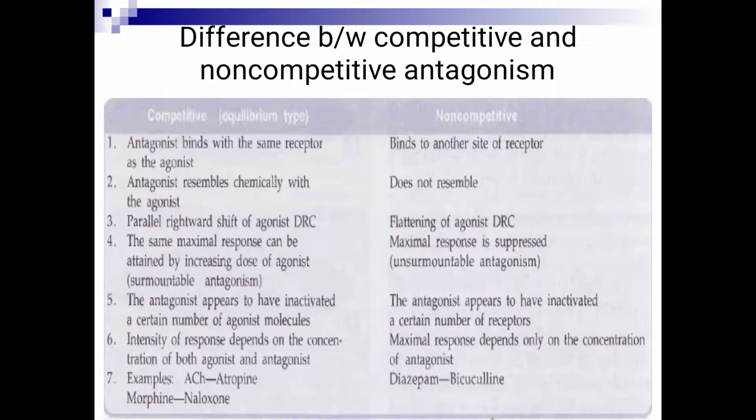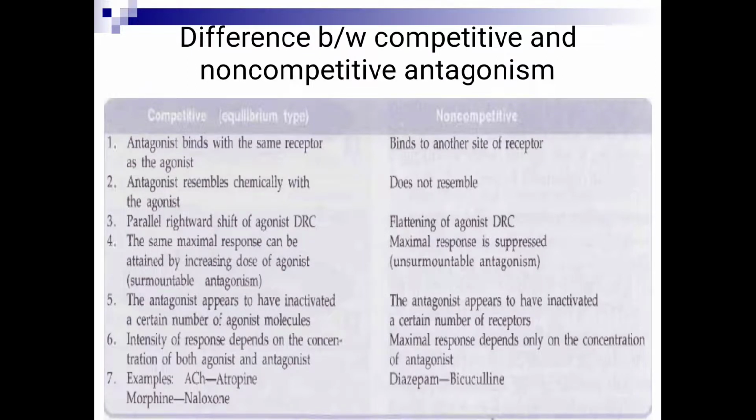The antagonist binds to the same receptor as the agonist. The antagonist binds to the same site of the receptor as the agonist. That is competitive antagonist. Here the antagonist binds to another site, or allosteric site. We have already seen non-competitive binds to the allosteric site. In competitive, the antagonist chemically resembles the agonist. Here the antagonist does not resemble the agonist.